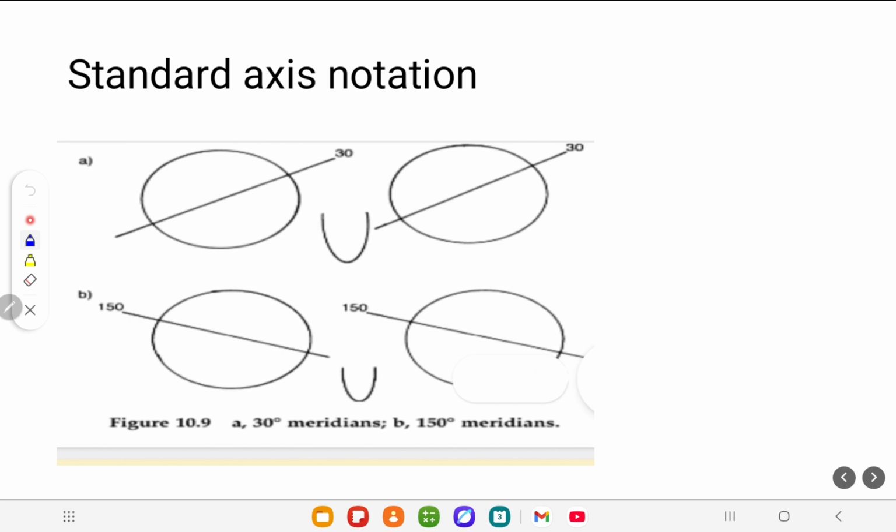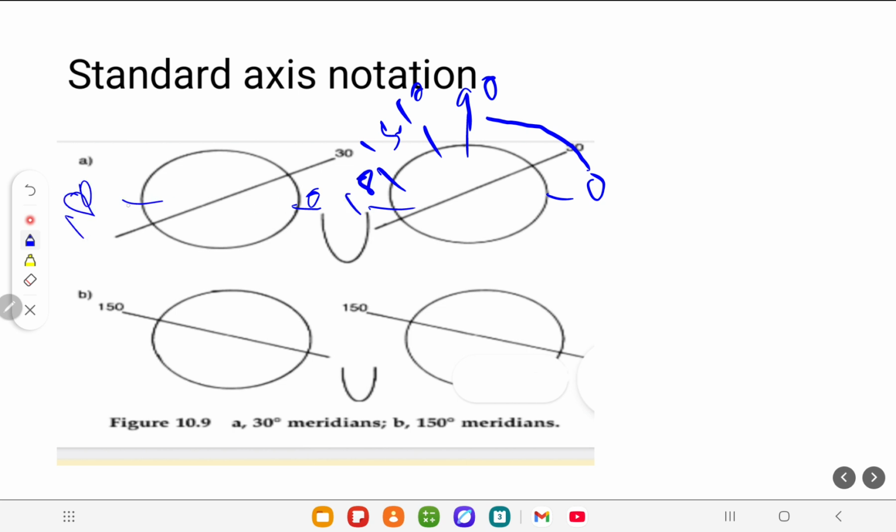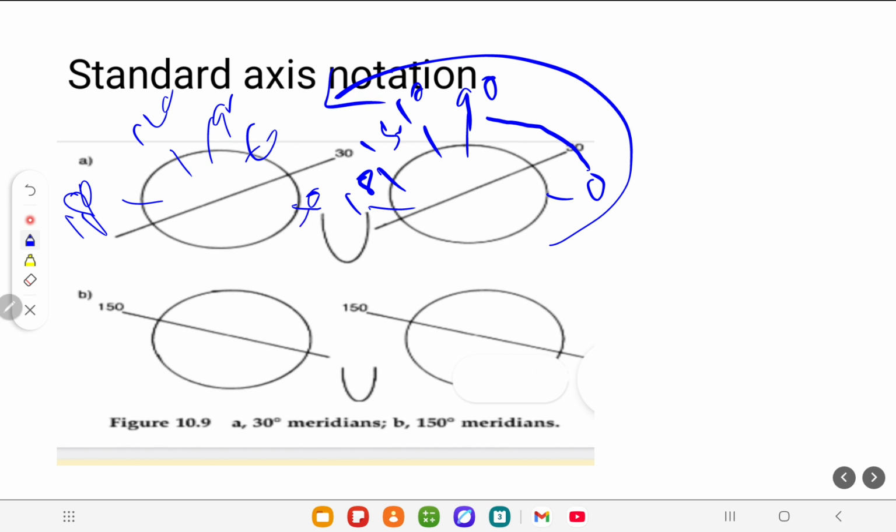And the axis, this is the examiner's view; we see it as the examiner there. So the angles don't depend on whether it's the right or left eye. It's always 0 degrees here and 0 degrees here, and it moves anti-clockwise: 30, 60, 90, 120, 150, 180. It's always 180 here and 180 here, no matter whether right or left eye. It goes anti-clockwise no matter what.